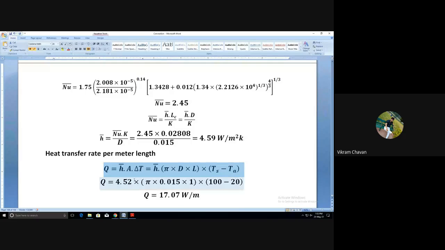Put up the values, and if you want to determine this Q by L, then you can transfer this L, the length of the pipe, to the other side. So we will get the heat transfer rate per meter. If you transfer the L to the other side, it will be Q by L. Already the length is 1 meter only.